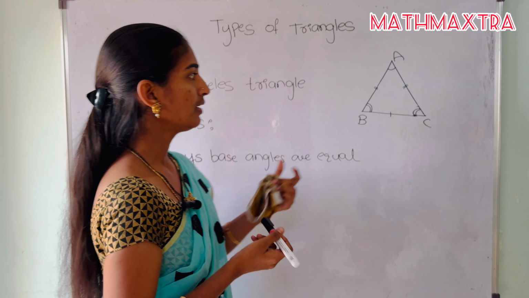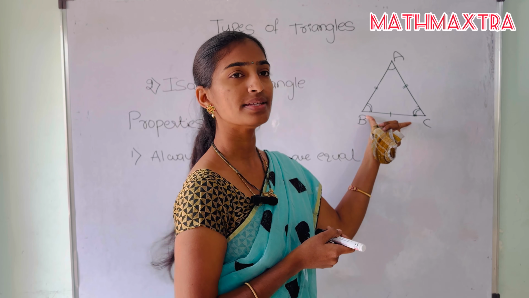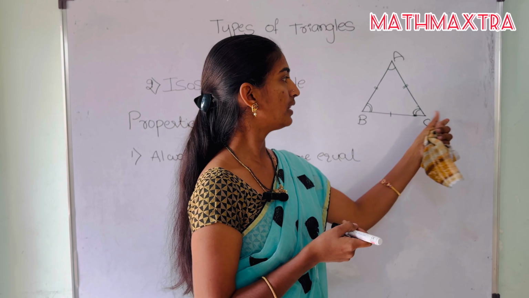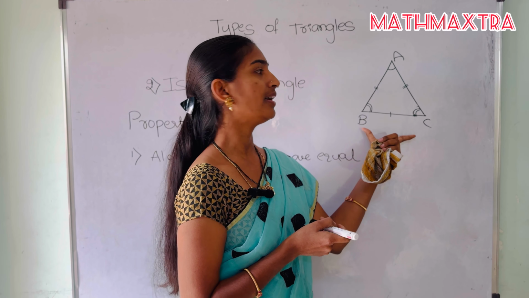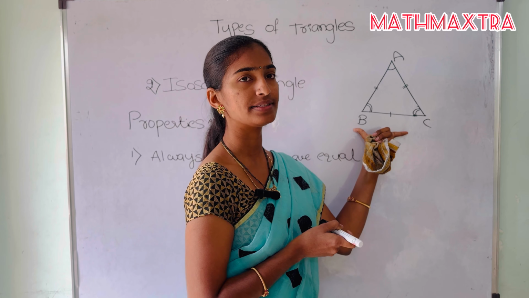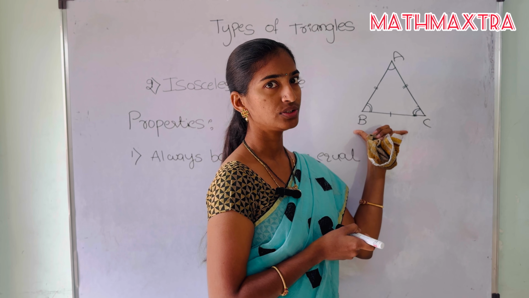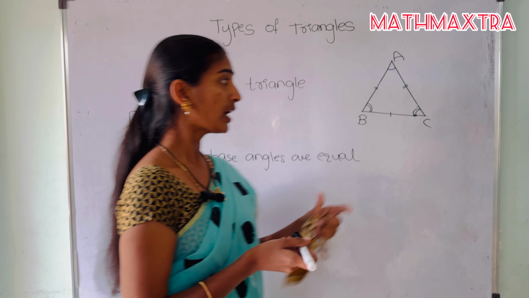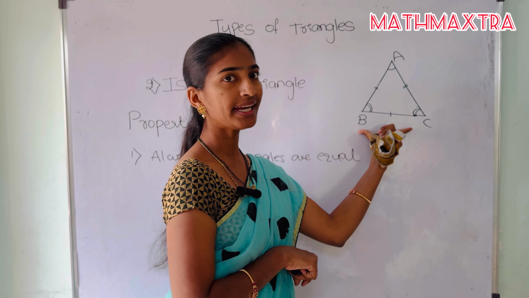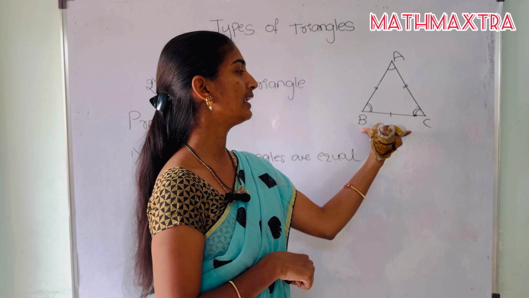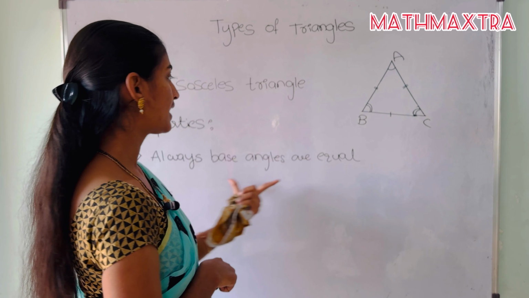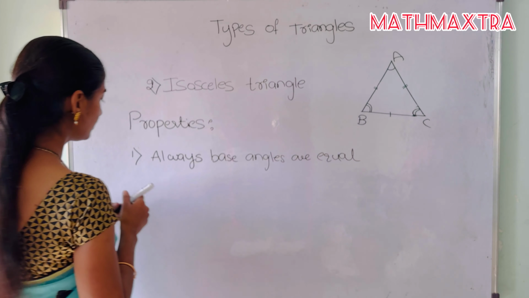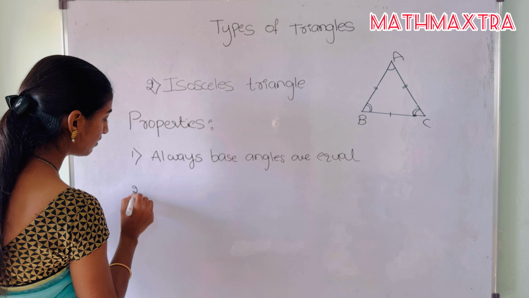And you see, as the two base angles are equal, the two exterior angles formed at the base angles are also equal. So that is one more property. And B and C angles are interior angles of a triangle. These two interior angles are always equal. That is, base angles are equal and the two exterior angles are always equal.